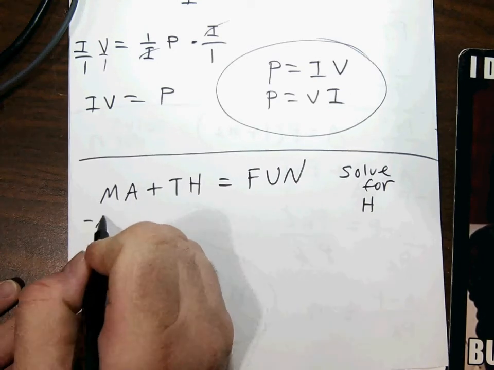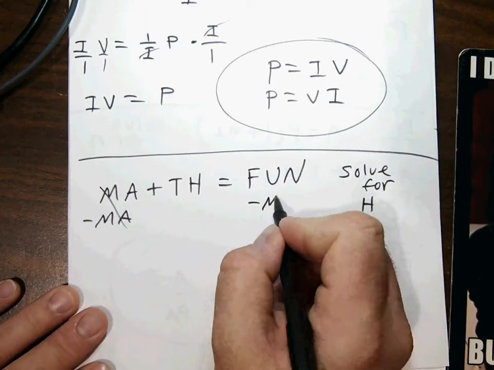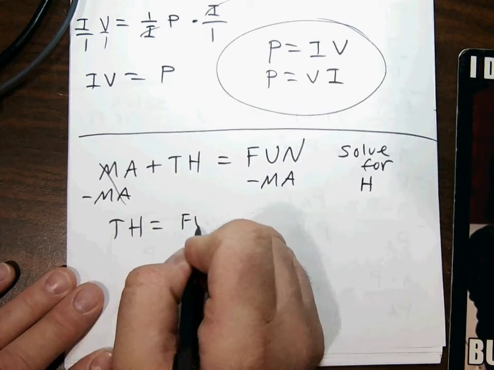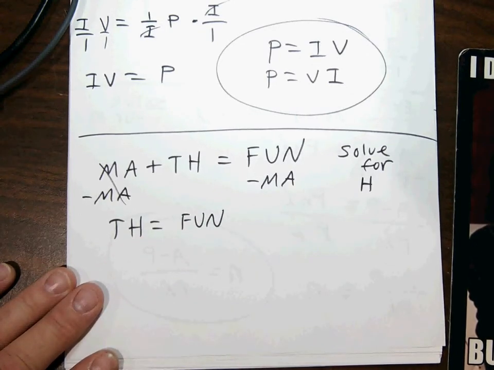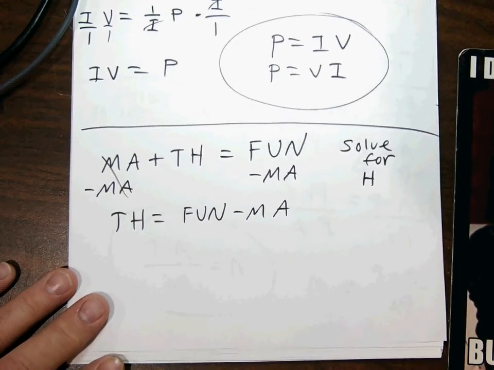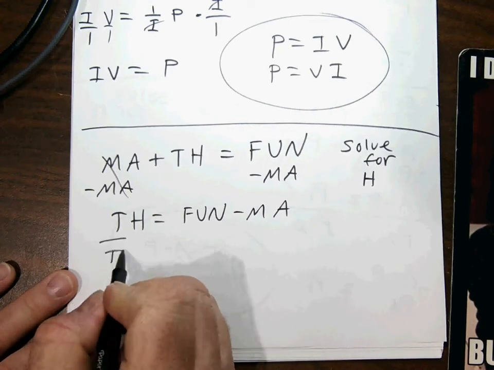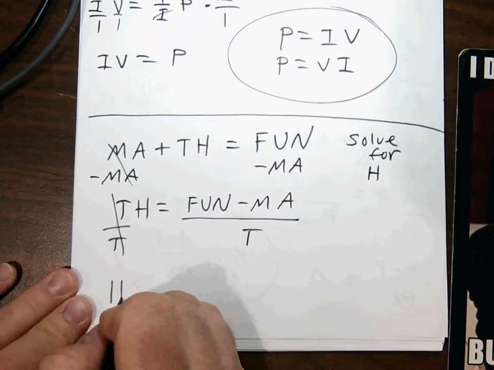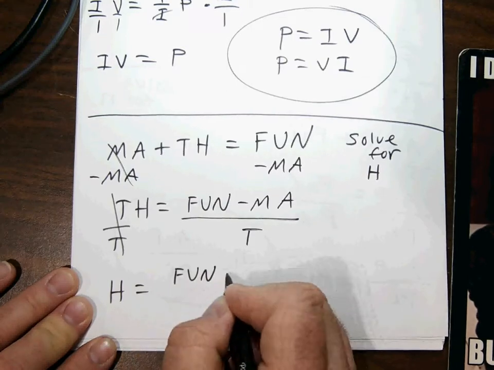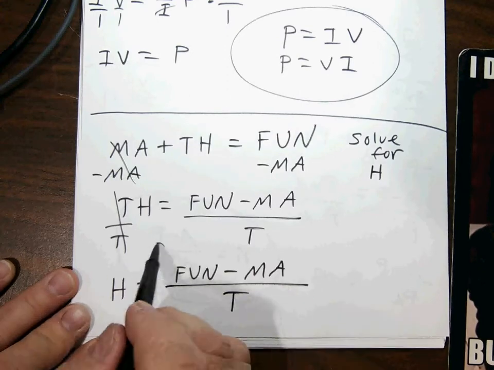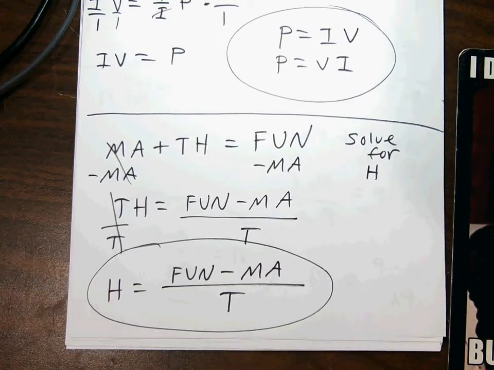So I'm going to subtract away the MA. Subtract away the MA. That leaves me with T times H equals FUN. Those are just three things multiplied together. I don't know what they are. I don't care what they are. Subtract MA. I'm solving for H, so that means T is a coefficient in front of my H. Divide by T. Goodbye. Divide everybody over here by T. So H equals FUN minus MA, all divided by T. Okay, and that's how we do it.